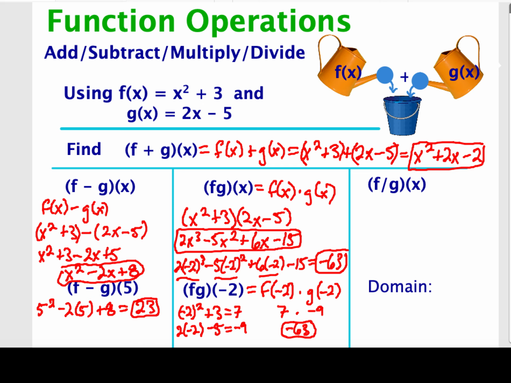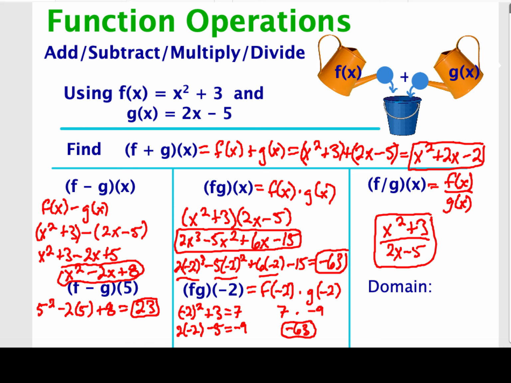The last one over here we've got is division. And again, that's basically just saying take f of x and divide it by g of x. Well, this time we won't be able to do a whole lot, but we've got x squared plus 3 divided by 2x minus 5. And because that top polynomial x squared plus 3 is not really factorable, we can't really divide anything. Really, that setup is our answer.